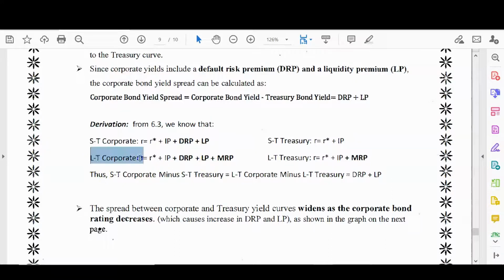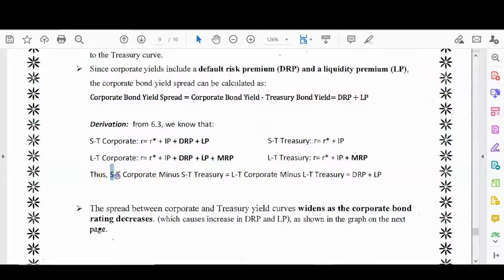Okay, for long-term corporate, alternatively, we can just look at long-term bonds. For long-term corporate, R equals R star plus IP plus DRP plus LP plus MRP. For long-term treasury, R equals R star plus IP plus MRP. So the difference between these two is just DRP and LP. They both have MRP and they both have R star plus IP.